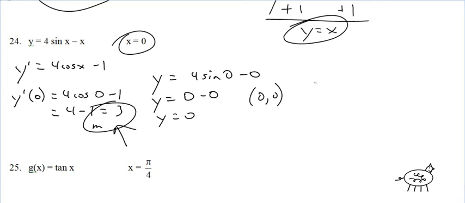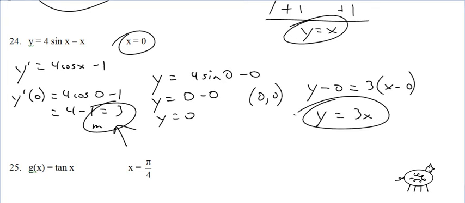So this really doesn't make too much sense for point slope form, because you do y minus 0 is equal to 3 times x minus 0. So truly, it's just y equals 3x. That's your equation of the tangent line. Okay.